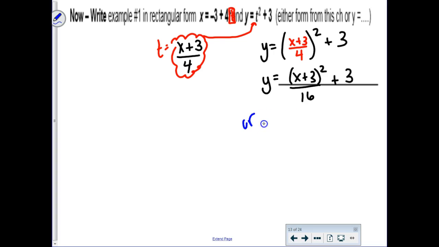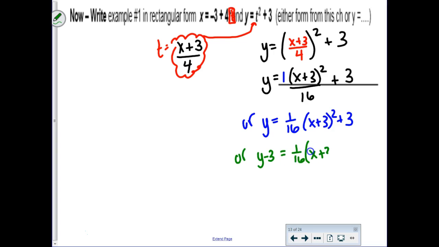So an alternative way to write this would be y equals, there's like a 1/16 in front here, right? So 1/16 (x + 3)² + 3. Or if you really want to get fancy, can you guys help me solve for the quadratic squared component? So you're going to subtract 3 over. And then at the last minute here, to isolate this quantity, you're going to multiply by 16 on both sides.